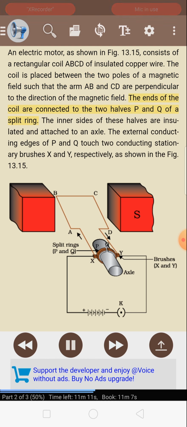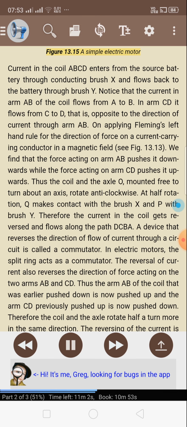The ends of the coil are connected to the two halves P and Q of a split ring. The inner sides of these halves are insulated and attached to an axle. The external conducting edges of P and Q touch two conducting stationary brushes X and Y, respectively, as shown in Figure 13.15, a simple electric motor.